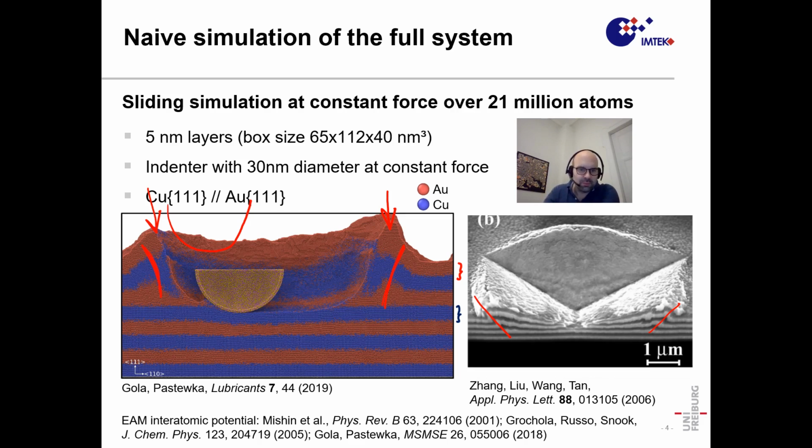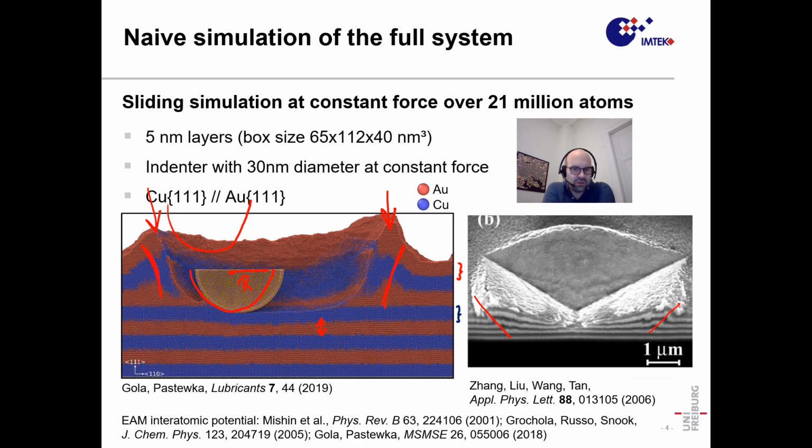So what's happening here is, of course, that the radius of our indenter, so if this is our indenter, then the indenter radius is on the order of the thickness of the layers that we have, while the experiment from Ruth Schweiger's group that I've shown you before used an indenter that was much, much larger than the layer spacing.